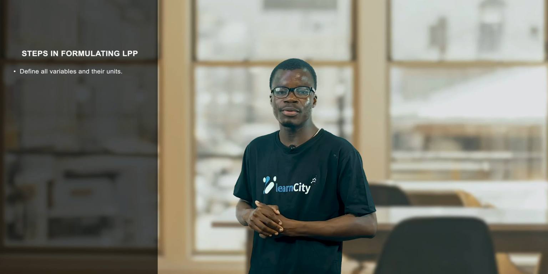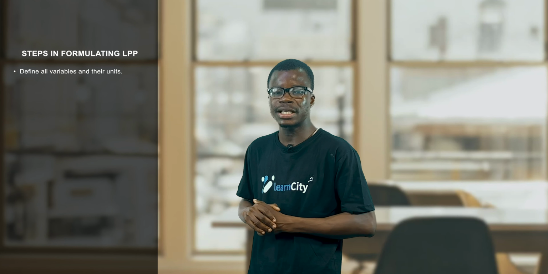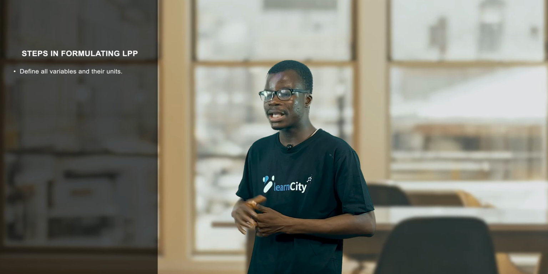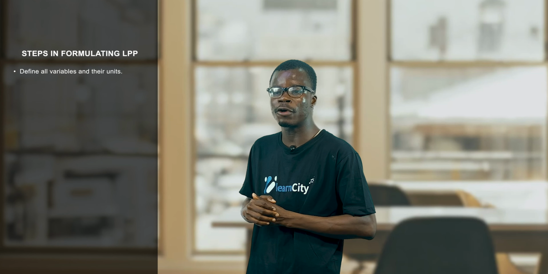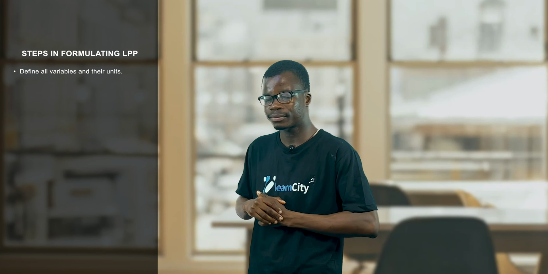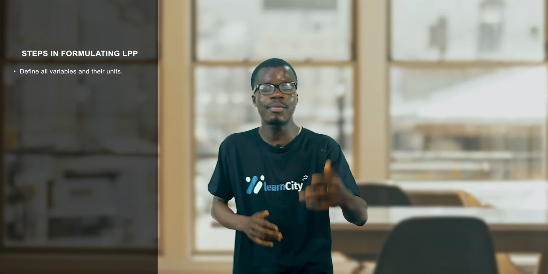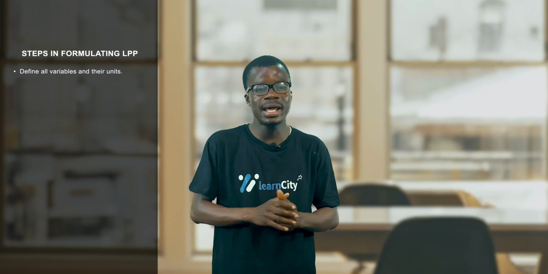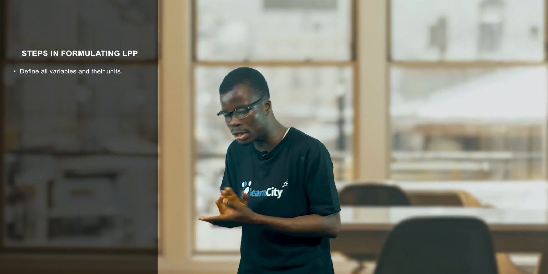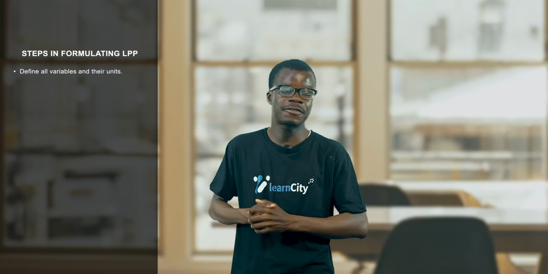Then other variables like material A. Material A, the amount available is 2,400. Which means that material A can either be less than or equal to 2,400 but cannot be greater than that. So define all your variables: material A, material B, material C. After defining all variables and their units, 100x, 150y.